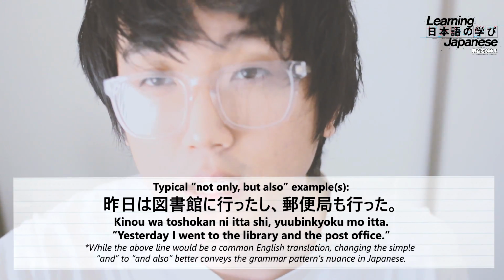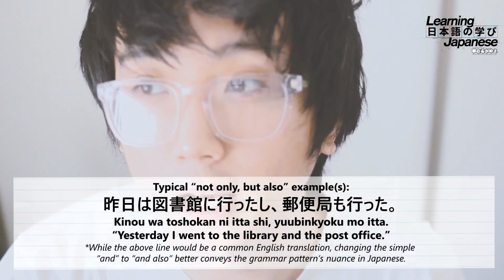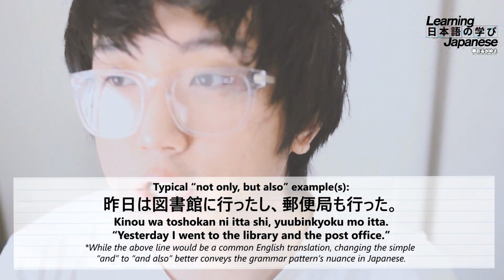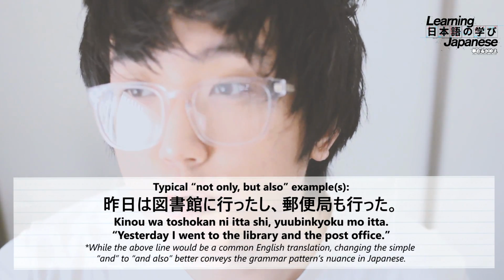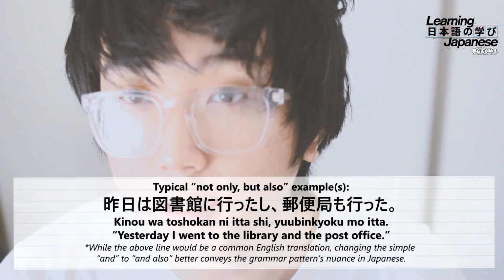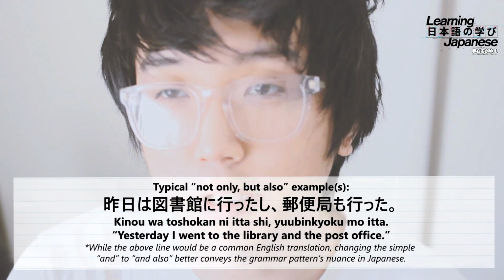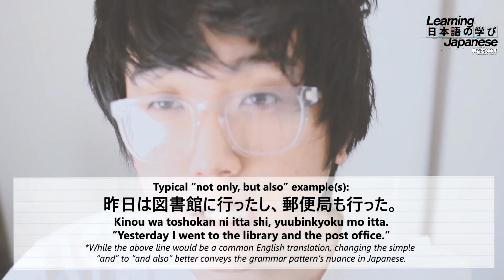post office. And you can see again, we're using the particle mo here as opposed to just using wa or something, because the shi grammar pattern has that implication of also this. And so we use the wording or particles that are more in accordance with that. Okay, but that example sentence was a little too easy because we just used the word iku, which means to go, twice. Let's mix it up and use different verbs.